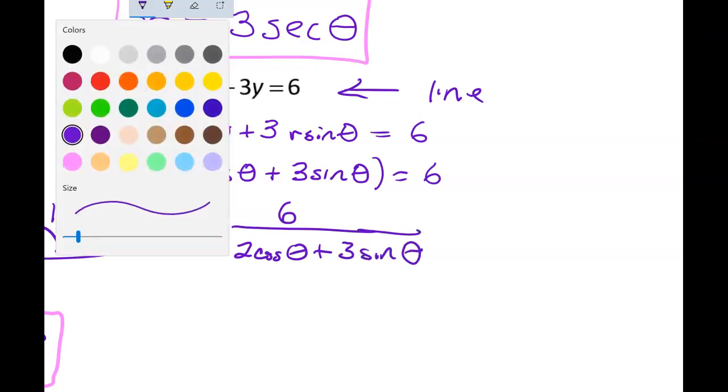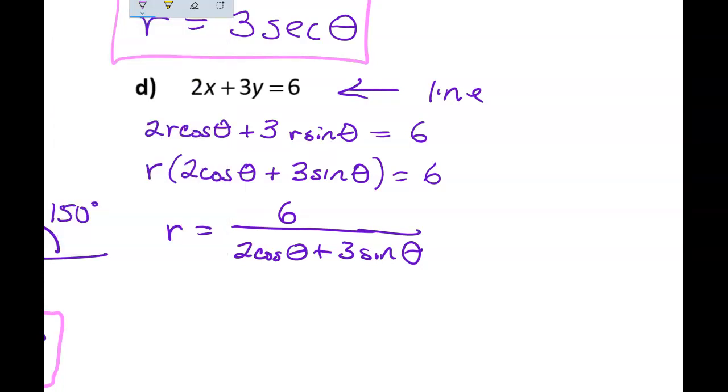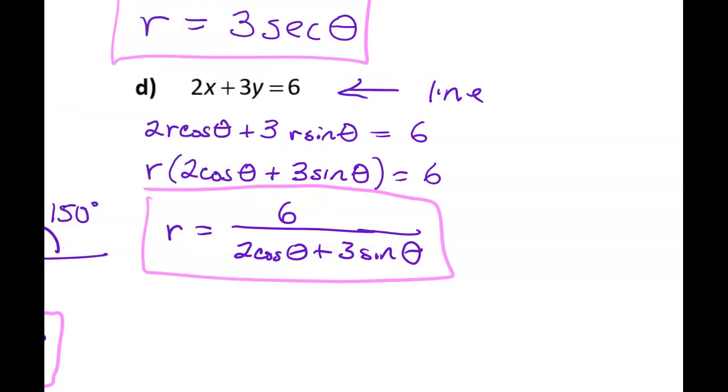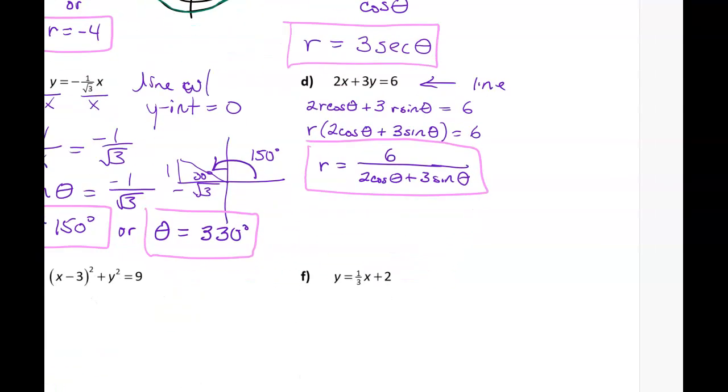Now don't be tempted to reduce this one. We can't reduce if we have a binomial in the denominator, not unless we can factor a common factor from both the numerator and the denominator. So that's the equation of a line in polar form.